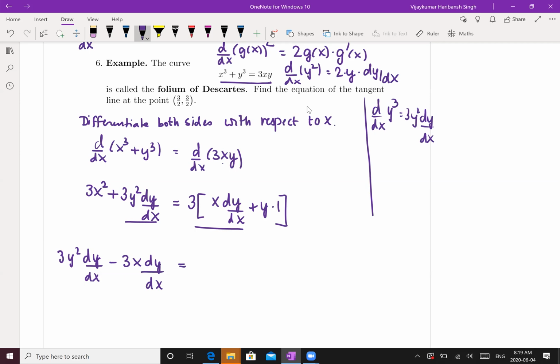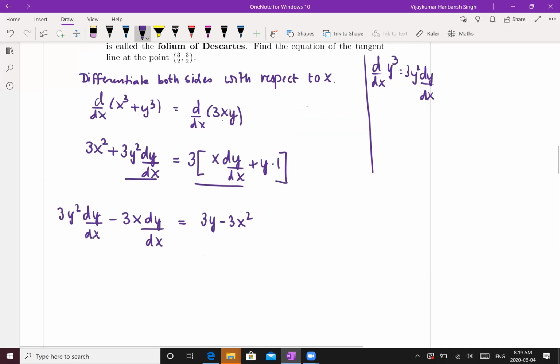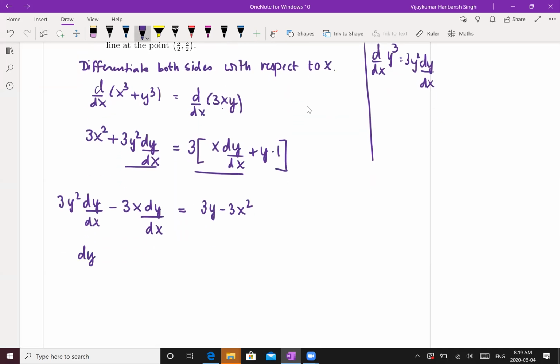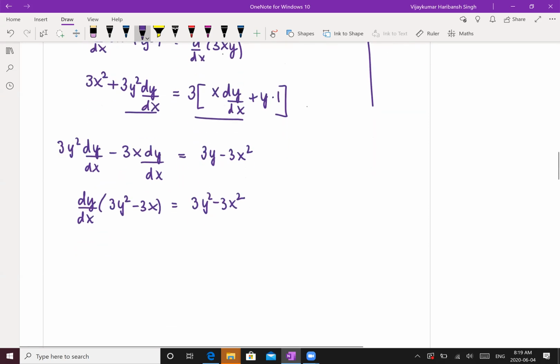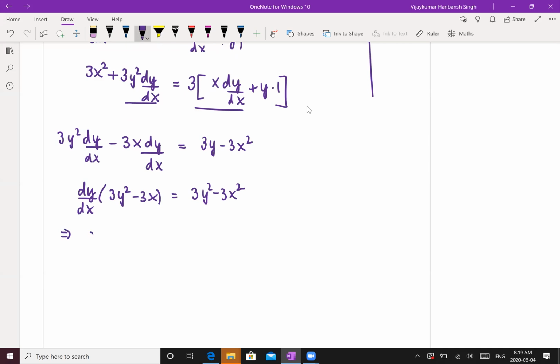equals 3y minus 3x squared. And if you take dy by dx common, you get 3y squared minus 3x equals 3y minus 3x squared. So this would give me dy by dx equals 3y minus 3x squared divided by 3y squared minus 3x.